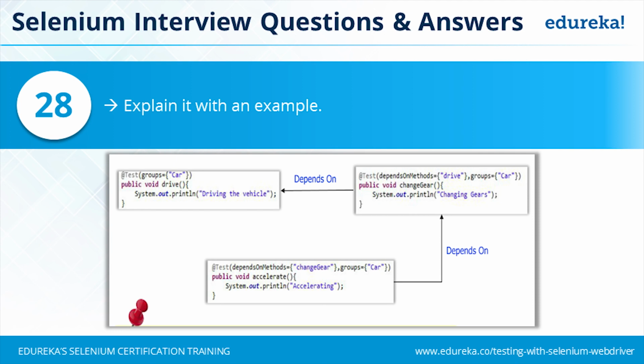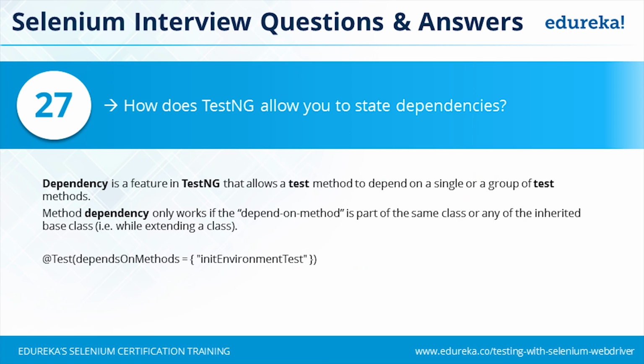So it goes to change gear and sees, does change gear have some kind of dependency? Yes, change gear has a dependency on the drive method. So it goes to the drive method and first checks again whether there is a dependency on any other method. No. So it will execute the drive method first, then the change gear method, and then the accelerate method. So it basically checks if any dependent test case is yet to be executed, and the dependent test case will get executed first.